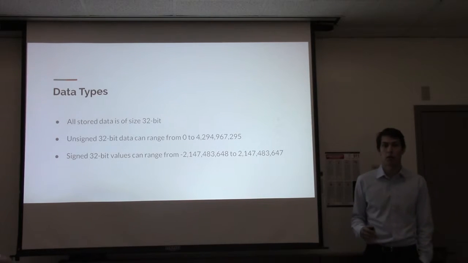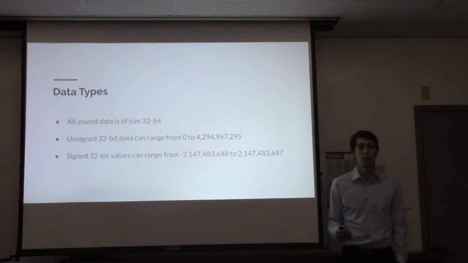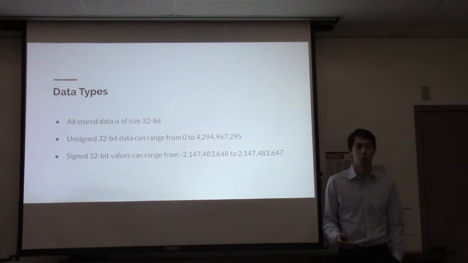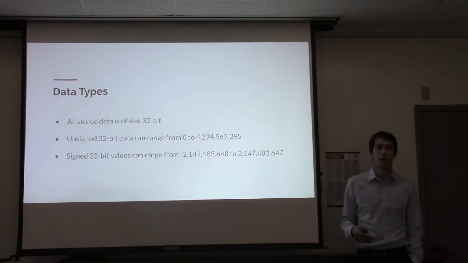So we had 2 data types. All our data types are 32 bits, unsigned and signed. Unsigned has values from 0 to about 4 billion. Signed has values from negative 2 billion to about 2 billion, and by default, all of our operations are going to be signed unless it's specified by the instruction. For example, an add unsigned would then use the unsigned data type.